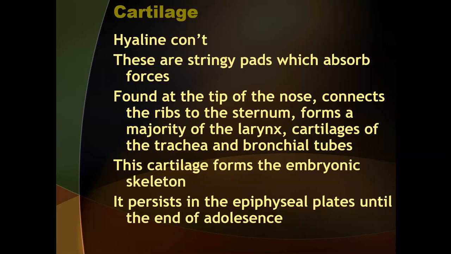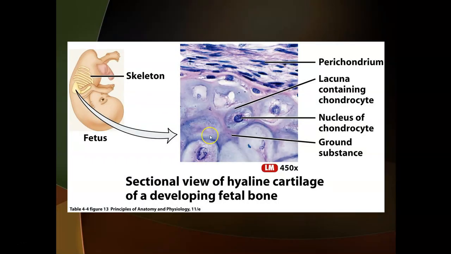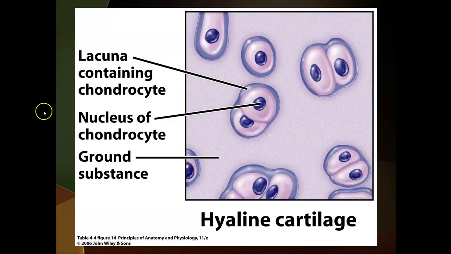This type of cartilage, hyaline cartilage, also forms the embryonic skeleton. So we're going to discover that bones, as hard as they are, actually inside mum start out as hyaline cartilage, which will eventually become bone. Hyaline cartilage also persists in the growth plates, or the epiphyseal plates, until the end of adolescence. So here we see the skeleton is hyaline cartilage. It is not yet bone inside mum. It's not until a little bit later in development that it does. And we'll be talking about that in the second half.